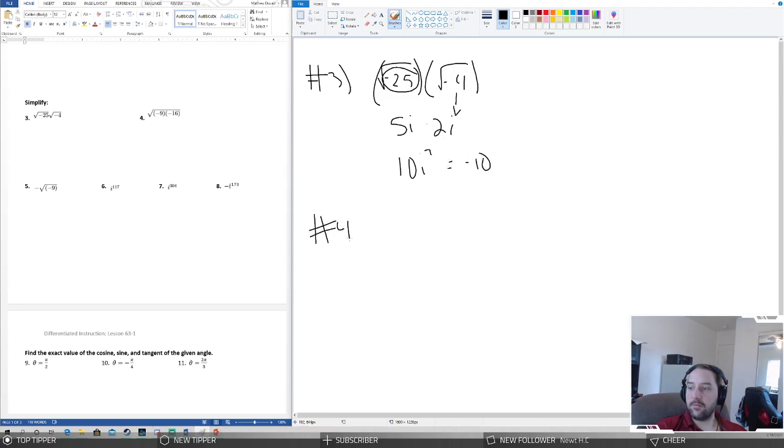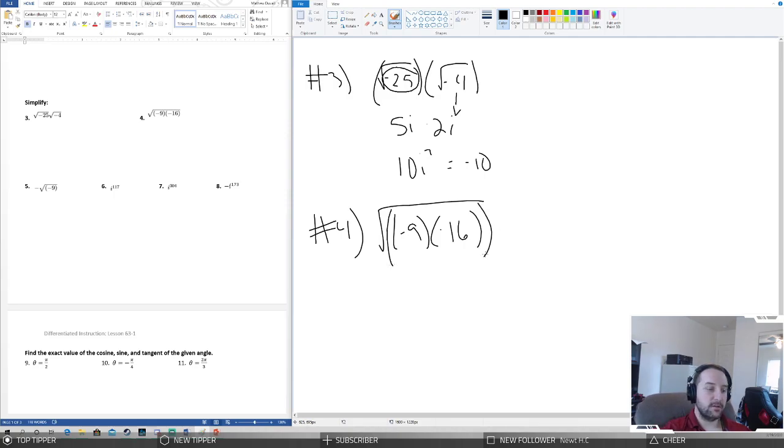Now versus number 4, the square root of negative 9 times negative 16. Order of operations, we have to do that first. So 9 times 16 is going to be 144. And then the negative is a positive, and so that's then going to give me 12.